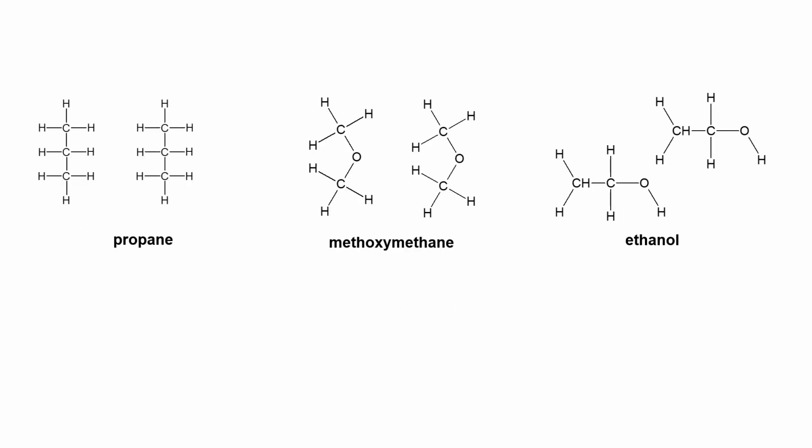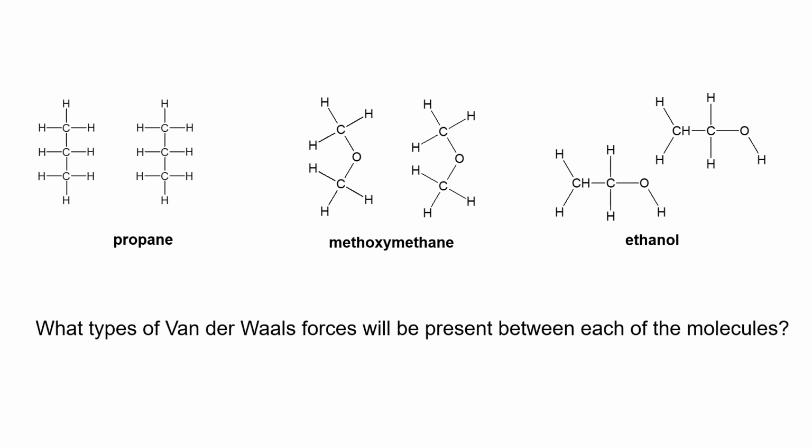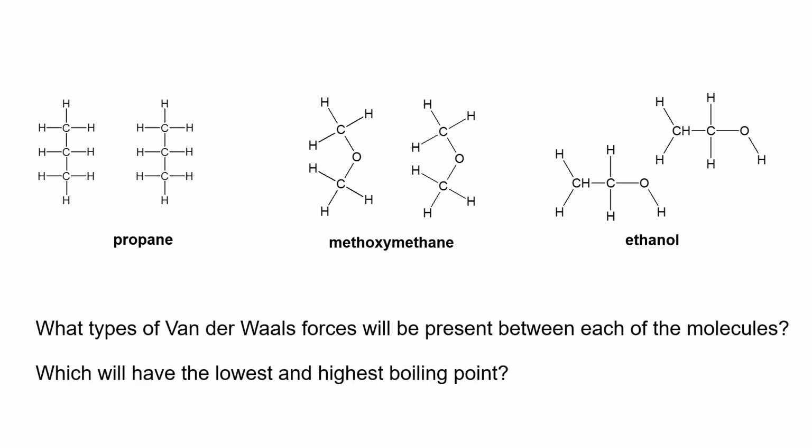Here we have the diagrams for a structural formula for three different molecules. We have propane, methoxymethane and ethanol. There are two questions I want you to answer on a pen and paper. The first one is, what types of van der Waals forces will be present between each of the molecules? And secondly, which will have the lowest and highest boiling point? So pause it, have a go, and then see if you're correct.